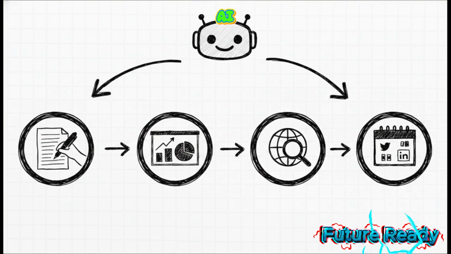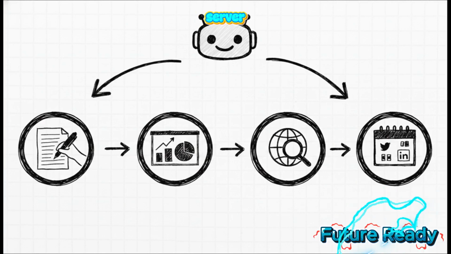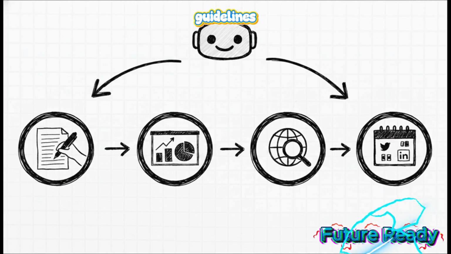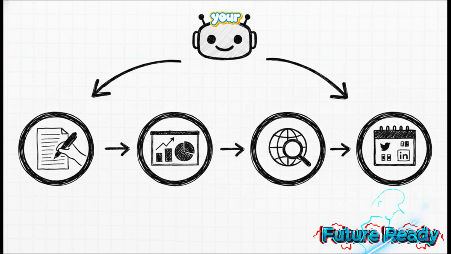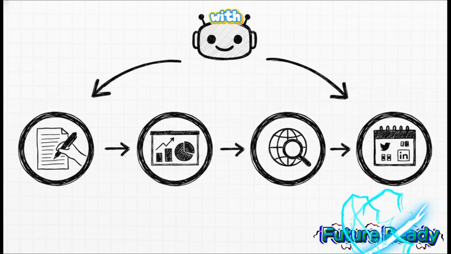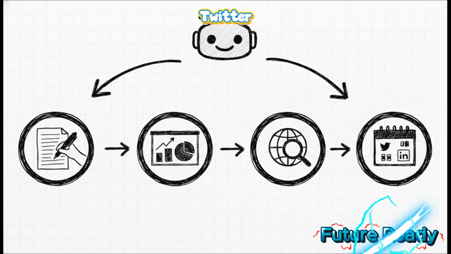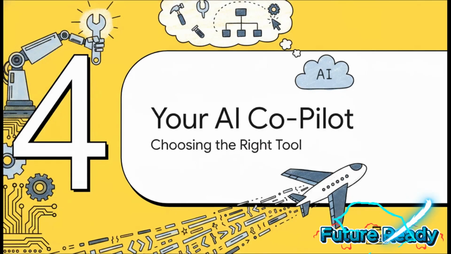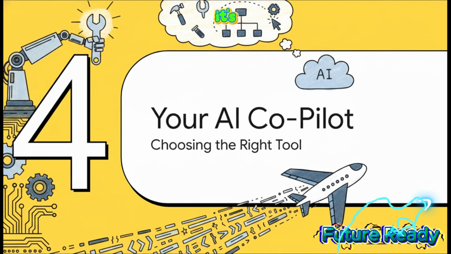Let's make this real with an example. Imagine you want an AI social media assistant. You could tell Claude, hey, write me a few posts for Twitter about our new product. It could then use that MCP server bridge to go look at your brand guidelines in Notion, write the drafts in your voice, maybe even generate a cool infographic. It could fact-check itself with a web search, and then, get this, schedule the posts directly to Twitter and LinkedIn for you. All of that from just a simple command. So you can see how powerful this is, right? It's not just a tool, it's a co-pilot.